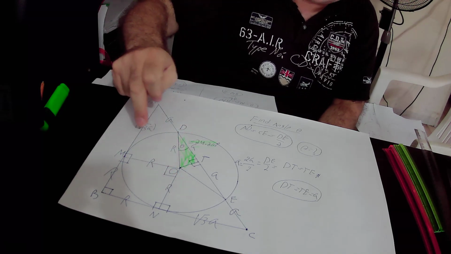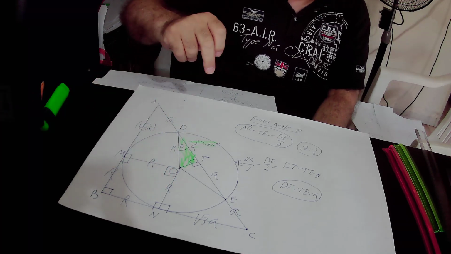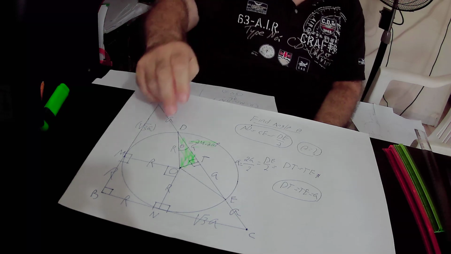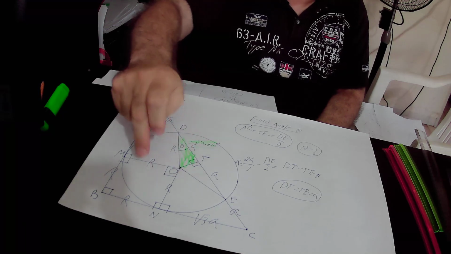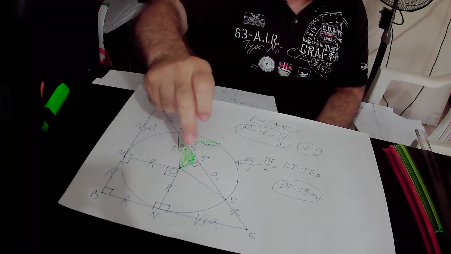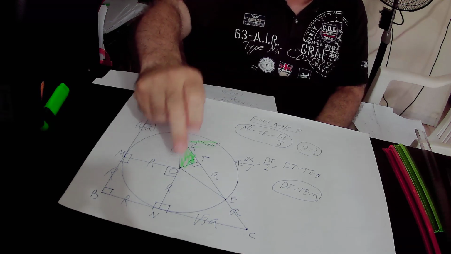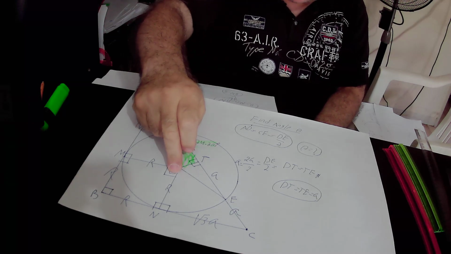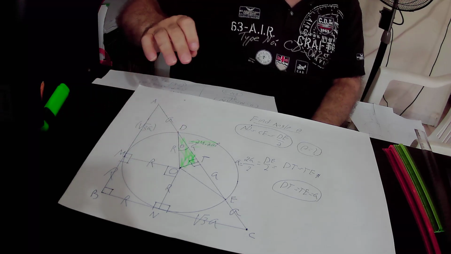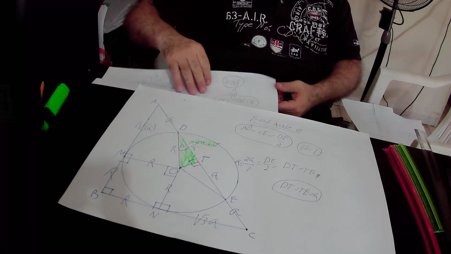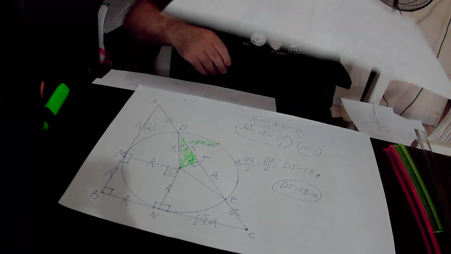So inside quadrilateral MOBN, we have 1, 2, 3 right angles. And the sum of 3 right angles is 270 degrees. Therefore, the fourth angle must also equal 90 degrees in order to complete the sum of the angles in this quadrilateral to 360 degrees, according to the rule that the sum of the angles in any quadrilateral is equal to 360 degrees. So this angle also must be equal to 90 degrees. So inside quadrilateral MOBN, we have 4 right angles. Therefore, quadrilateral MOBN is a rectangle.